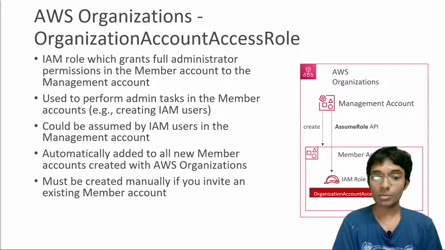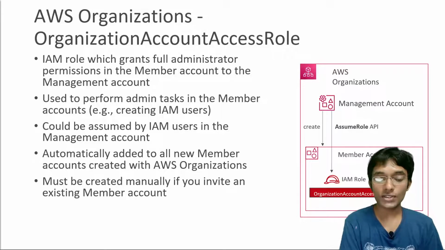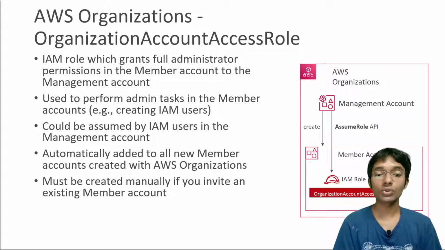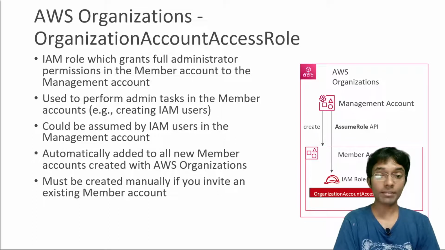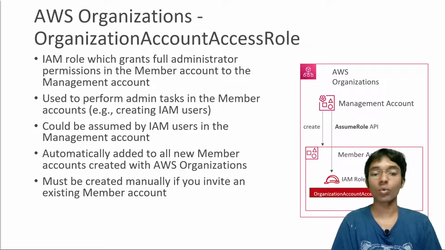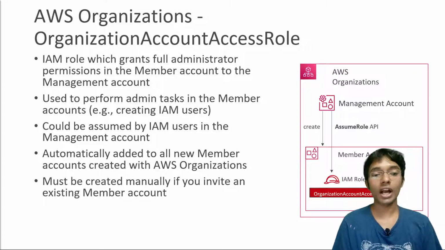Now the management account, when it needs to perform administrative duties on the member account, will assume that administrative role using the AssumeRole API. So this IAM role grants full administrative permission in the member account to the management account, and this is the magic of how AWS Organizations works. This role is used by the management account to perform admin tasks in the member account, for example creating IAM users.